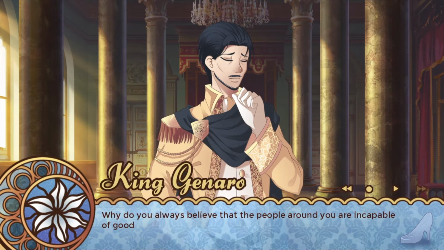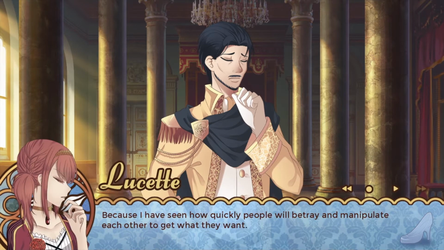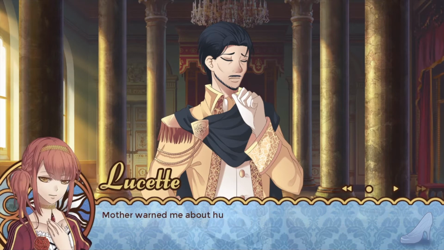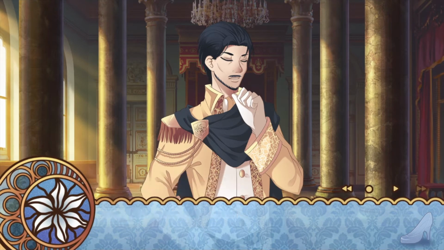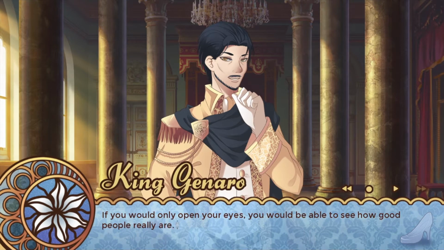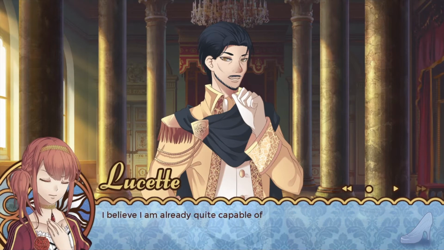Why do you always believe that the people around you are incapable of good? Because I have seen how quickly people will betray and manipulate each other to get what they want. Mother warned me about human nature. You do not see clearly, Lucette. If you would only open your eyes, you would be able to see how good people really are. I believe I am quite capable of seeing the true nature of people. After all, I've seen that there is no good in you.